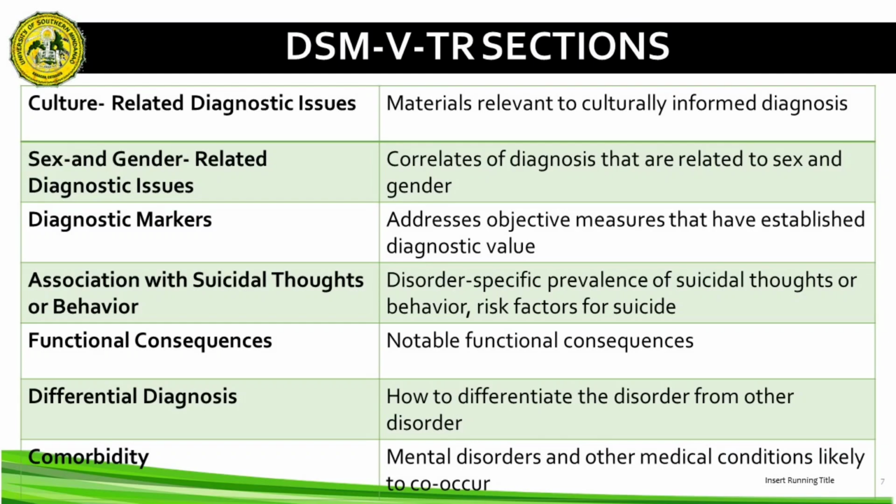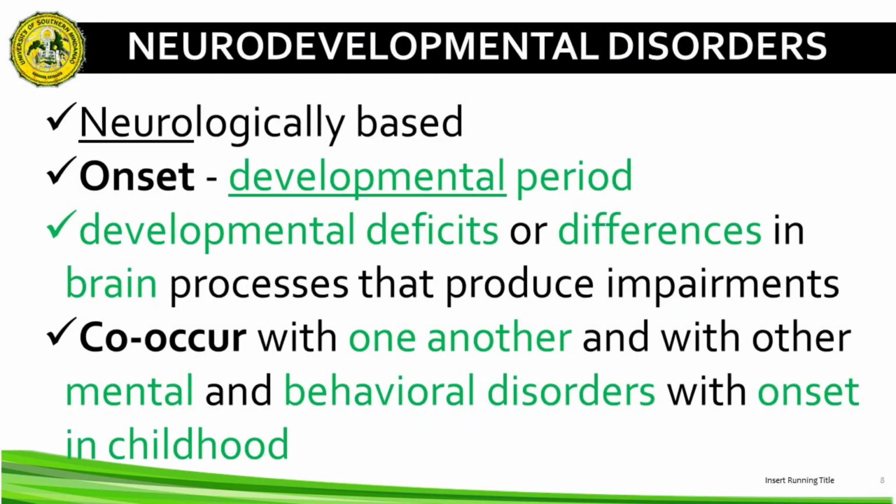Ito, nag-discuss how to differentiate the disorder from other disorders na merong similar presenting characteristics. At lastly, we have the comorbidity. It includes the descriptions of mental disorders and other medical conditions likely na nag-co-occur with the diagnosis. And now we are on the neurodevelopmental disorders.